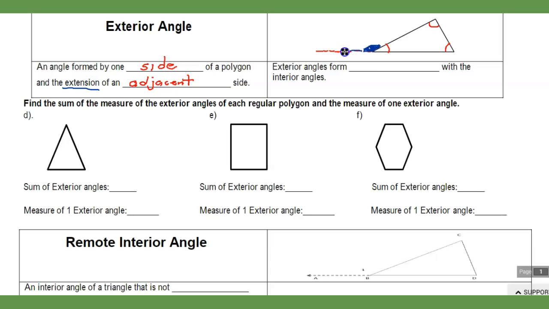Okay, it's just on the outside, so formed by the extension of an adjacent side. So this is the adjacent side right here, and this is the angle we're calling an exterior angle on the outside of the triangle. So it's formed as you can see, between here and here, since it's a straight line, this is a linear pair with the interior angle.